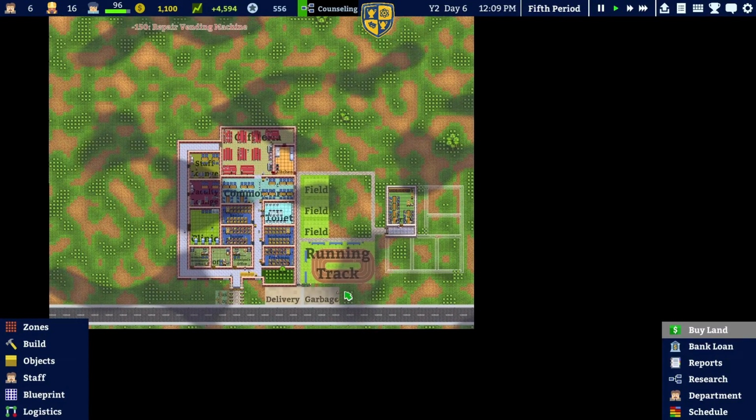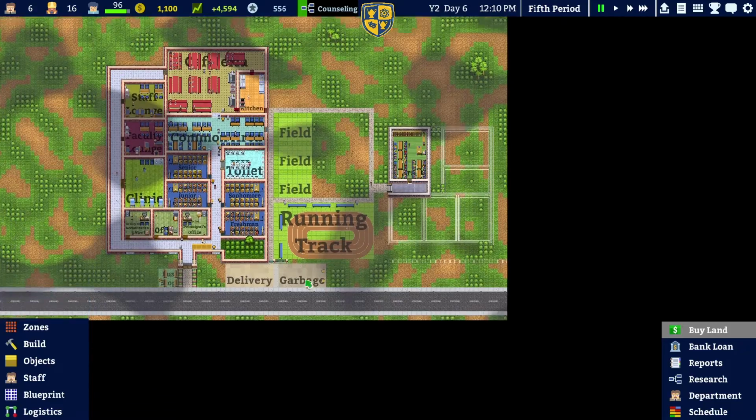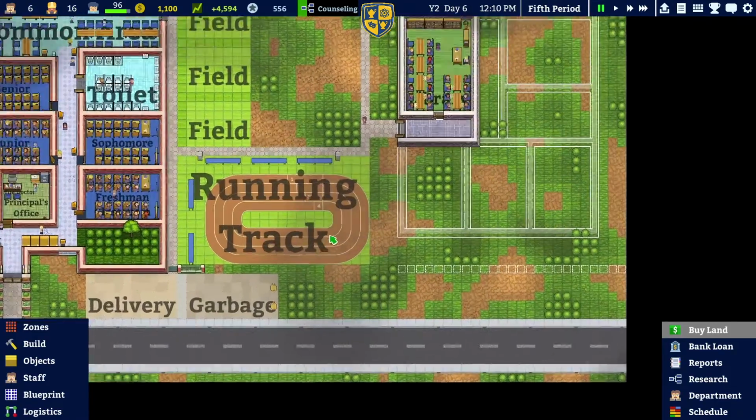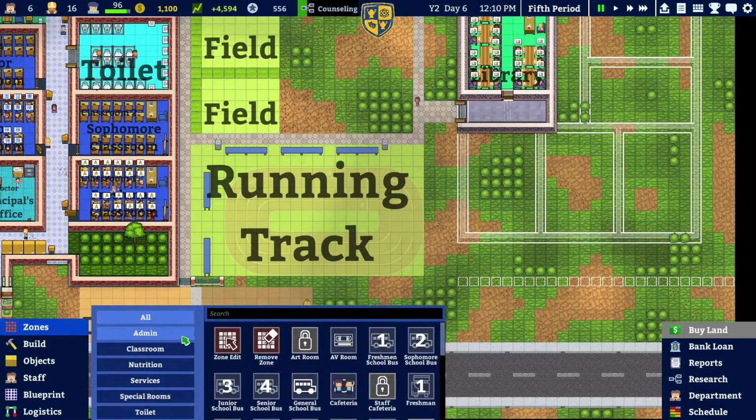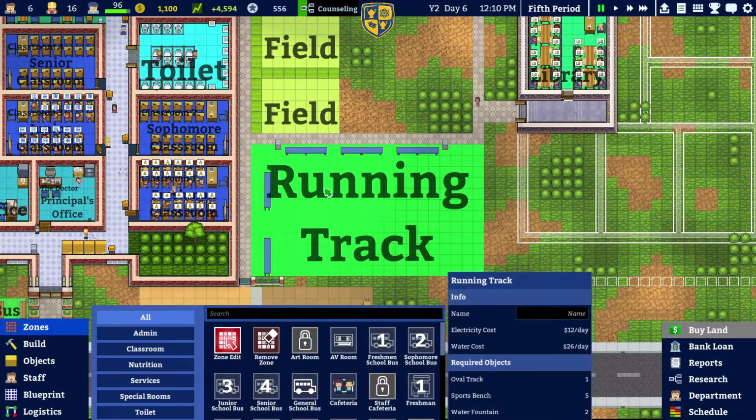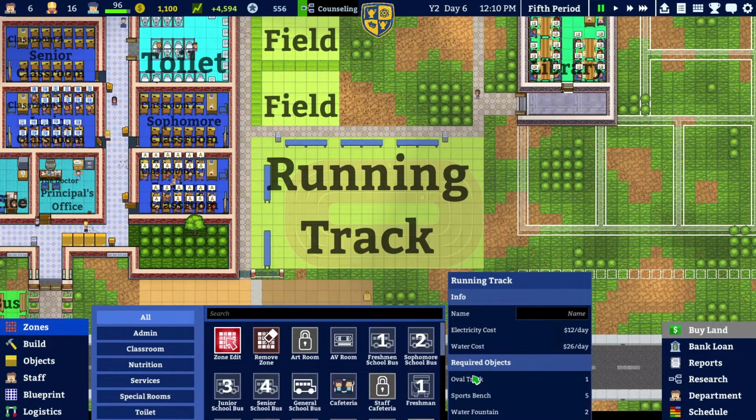And another big thing as well, if we pause time for a second, is that they've done something with the zones, and I quite like this. So if we go to the zone edit, let's click on the running track. So you can see down here, the running track costs us 12 monies a day in electricity, because it's got 2 water fountains, 26 in water, again, because the water fountains, that's what it requires to function, so that's okay.